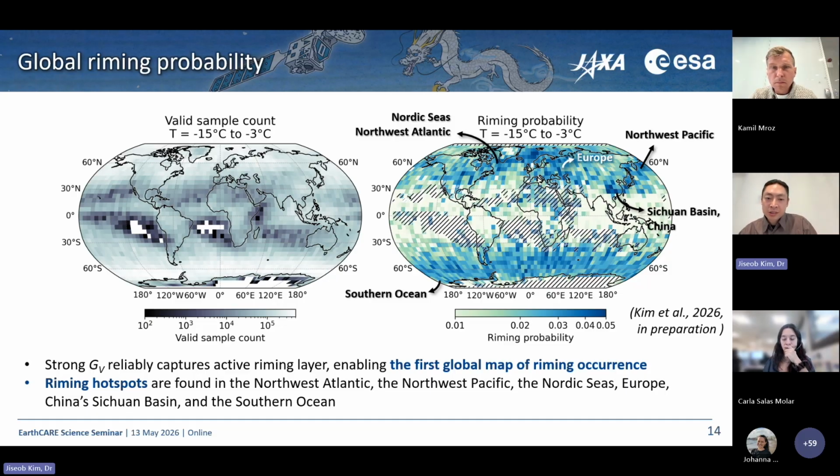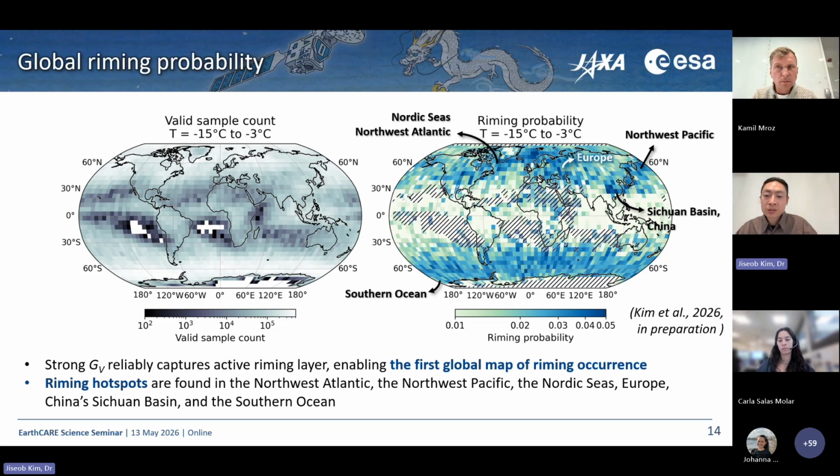Personally, I think the Sichuan Basin in China is especially interesting. To the west of this region, we have the Tibetan Plateau here. The westerly flow is blocked by the plateau and split into two branches. Then the flow merges again near the Sichuan Basin and they form a frontal system. And there, we often observe very broad and horizontally flat riming layers.